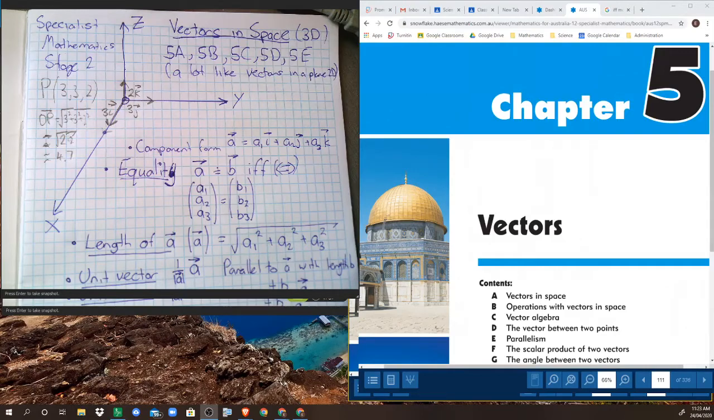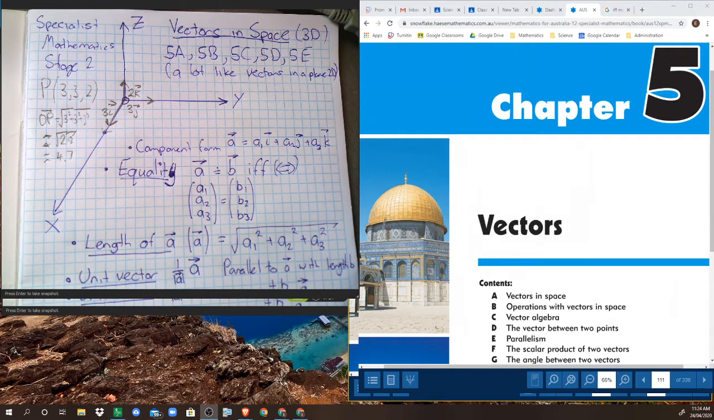Okay, we're going to do a video on vectors in space. Now, for those doing specialist maths in stage 2, you've already had numerous experience of what we probably call vectors in a plane, or vectors in 2 dimensions. A lot of these concepts are going to translate over very easily. So we're actually going to see if we can cover a number of concepts today.